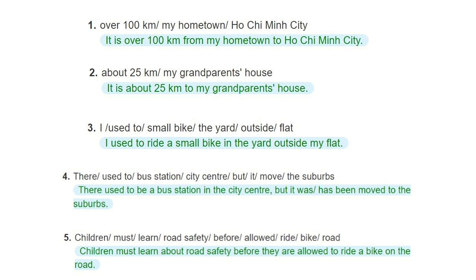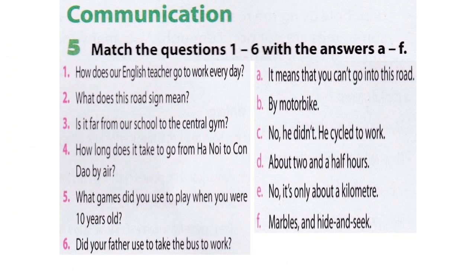Number 3. I used to ride a small bike in the yard outside my flat. Number 4. There used to be a bus station in the city center, but it has been moved to the suburbs. Number 5. Children must learn about road safety before they are allowed to ride a bike on the road. It is very useful for you to use your vocabulary and grammar to speak English in everyday life conversations.